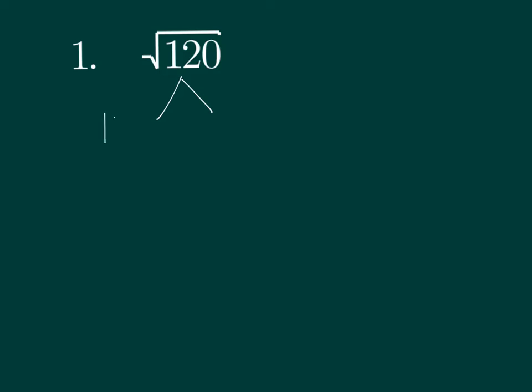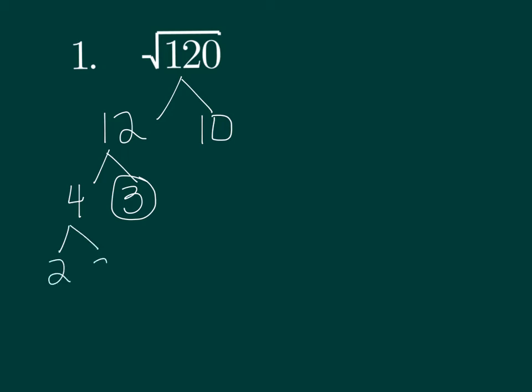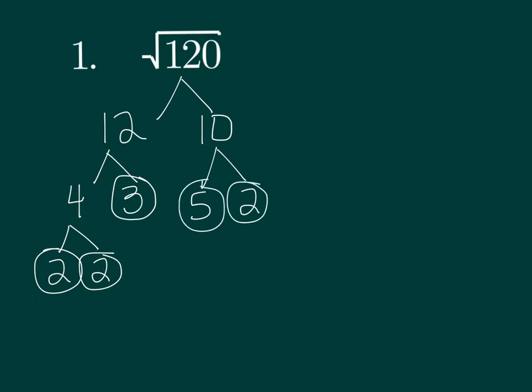So I'm going to break down 120 as 12 and 10. You could do something else. The only thing I wouldn't use is 1s here because it's not going to change the problem. Now I'm going to break down 12 into 4 and 3. 3 is prime, so I'm going to circle it. 4 I can still break down into 2 and 2. 2s are prime, so I'm going to circle them. It helps to circle them so we can find them later. And 10 I'm going to break down into 5 and 2. Both are prime, so I'm going to circle them.